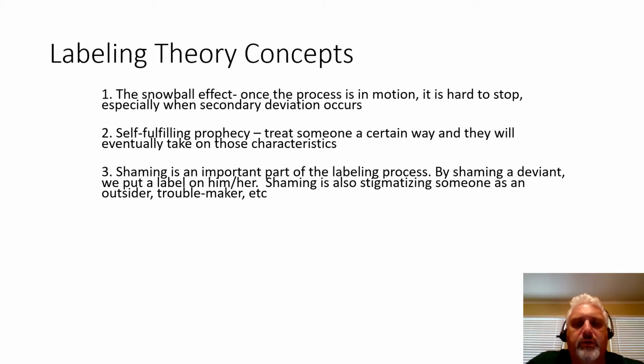Shaming. It's an important part of the labeling process. What is shaming? Deviants are shamed. We put labels on them and we make them go through what we call a shaming ritual. I'll give you a couple examples here in just a minute. It's stigmatizing someone as an outsider and a troublemaker, etc.